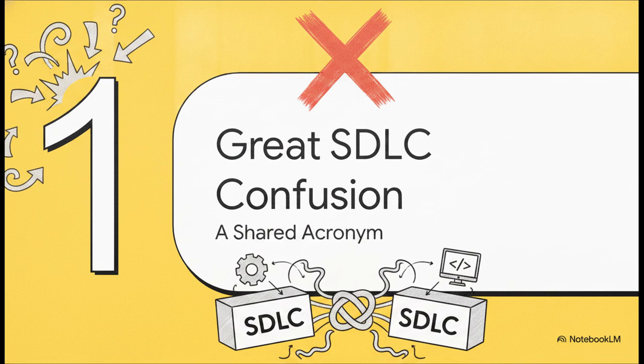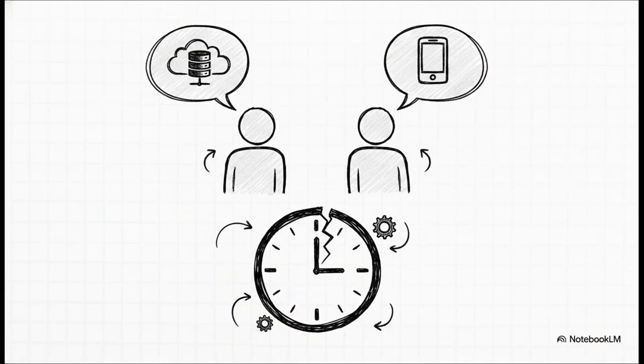Starting off with Section 1, the Great SDLC Confusion. Because both of these frameworks use the exact same acronym, executives and engineers often just talk right past each other. And this isn't just some silly semantic issue. It literally leads to dangerously misaligned timelines.